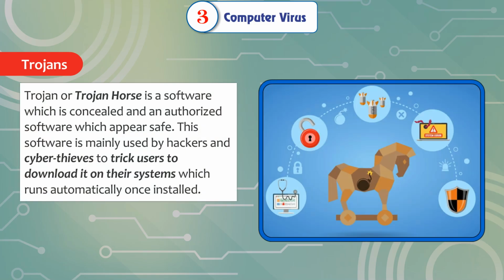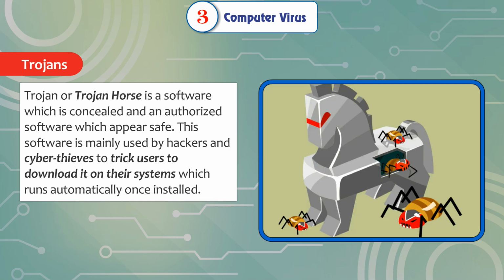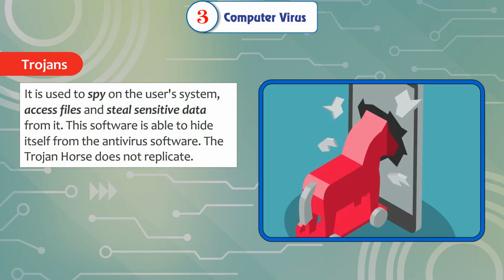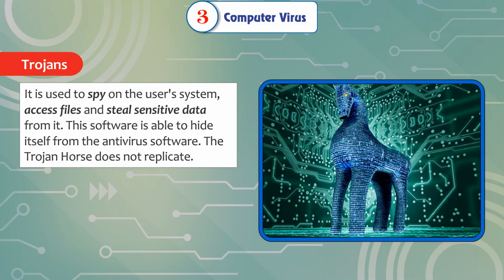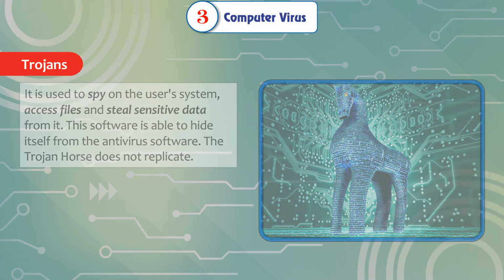Trojans. A Trojan or Trojan horse is concealed, unauthorized software which appears safe. It is mainly used by hackers and cyber thieves to trick users into downloading it onto their systems, and it runs automatically once installed. It is used to spy on the user's system, access files, and steal sensitive data from it. This software is able to hide itself from antivirus software. The Trojan horse does not replicate.